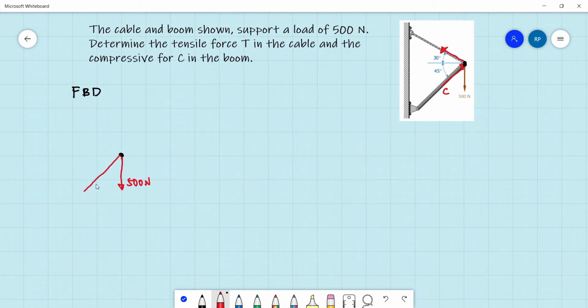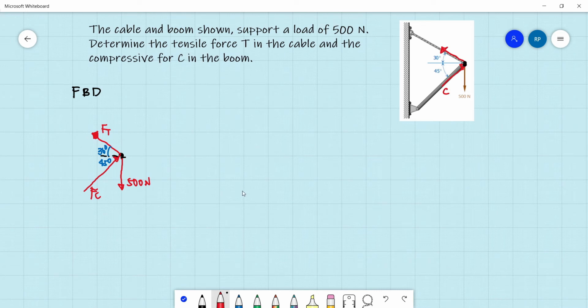Let's just say FC. Compression force goes towards the point, and then we also have our tension force going away from the point, and we also have their angles. Let's draw a little separation line here. This is 30 degrees and this is 45 degrees. We label this one as FC, and this one as our FT, the tension force in the cable.